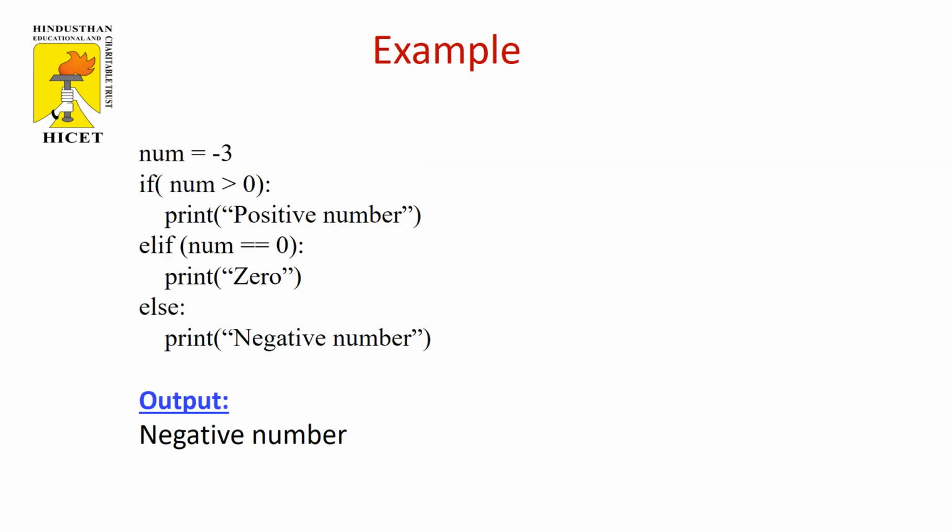In this example, the num variable is assigned the value -3. First we check the if condition. If -3 is greater than 0, here the condition is false, so it moves to the elif case. In the elif case, -3 equals 0. Here also the condition is false, so it moves to the else block. Here it matches because our value is negative. So the else block prints negative number. The output will be a negative number.